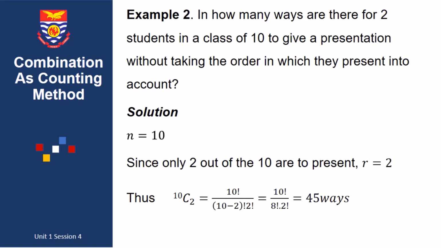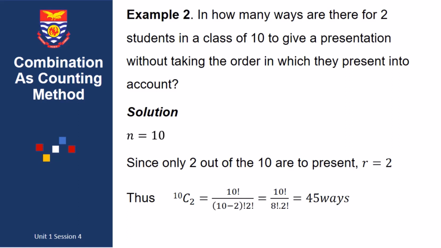So in this case, n is 10. And since we are selecting only 2 out of the 10, then we could say that r is 2. Thus we have 10 combination 2, which will be equal to 10 factorial all over (10 minus 2) factorial times 2 factorial. And this again gives us 45 ways.